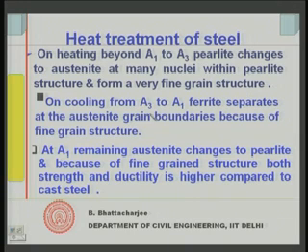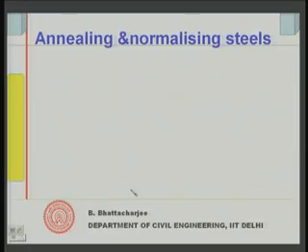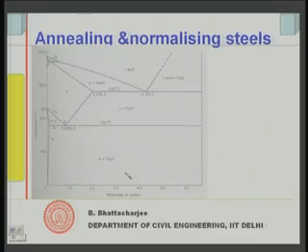On cooling from A3 to A1, as we saw, ferrite separates at the austenite grain boundaries because of the fine grained structure. At A1 all austenite changes to pearlite, and both strength and ductility are higher compared to cast steel. So, heat treatment gives you a better structure in terms of fine grains, and therefore strength and ductility are increased. Let us see some other process through which we can change this.